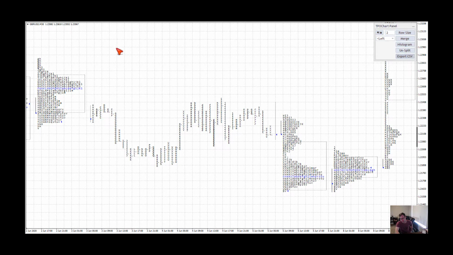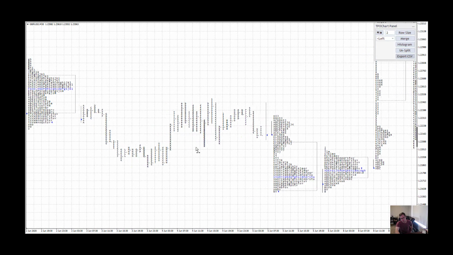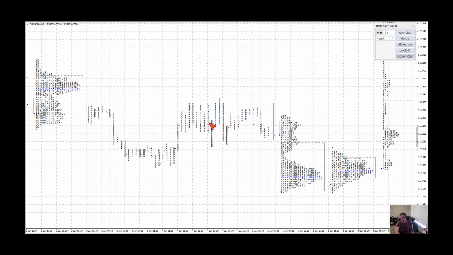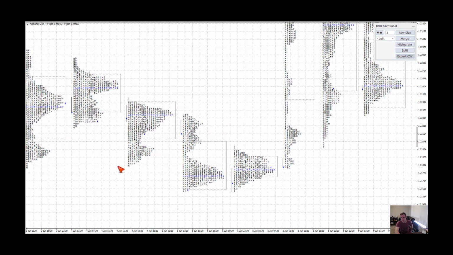If I were to take my cursor and say, okay, price spent a lot of time at this level, just looking at it, right? But it also spent some time here, right? But can you tell on the chart, just based on that structure, where the fairest price was? It might be a little bit confusing, and that's where the TPO chart comes into play, right?